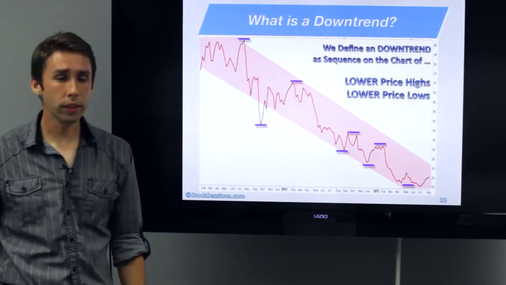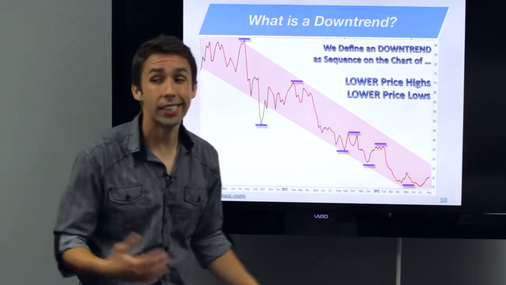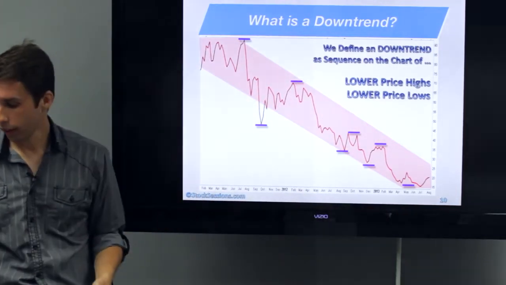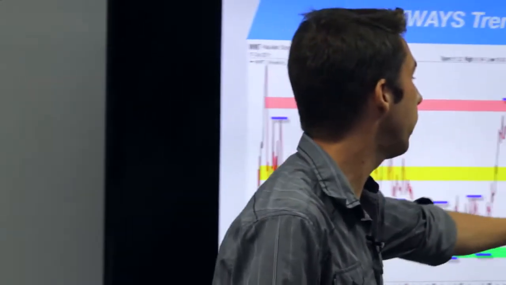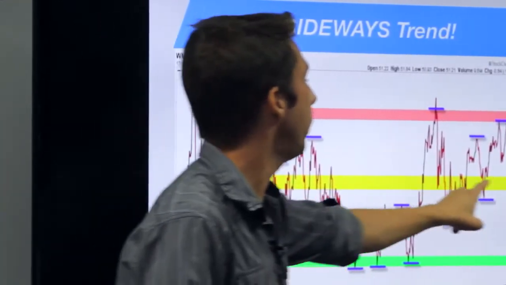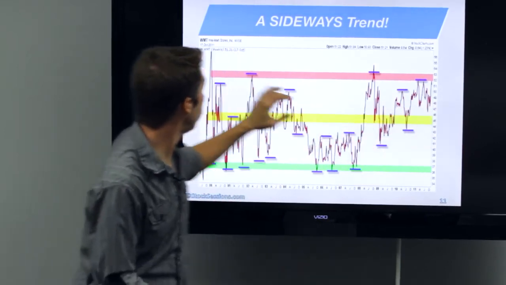What in the world happens if there isn't really a trend? If it isn't obvious, if the price isn't moving one way or the other? What do we call that? It's called a sideways trend. It's tempting to say the word no trend, that this is not trending, which actually isn't true. It's trending sideways. This is Walmart.